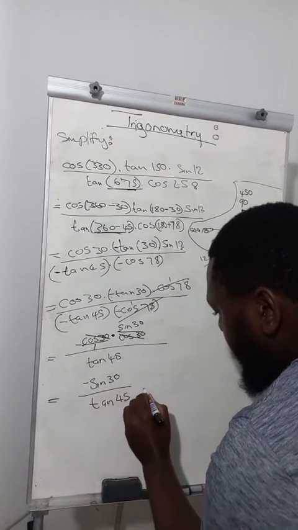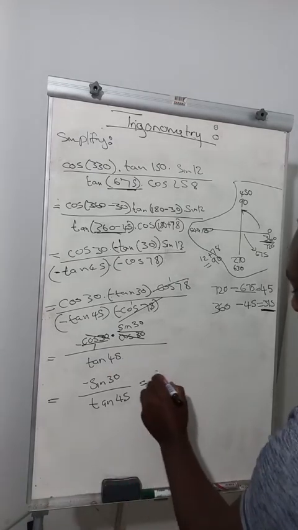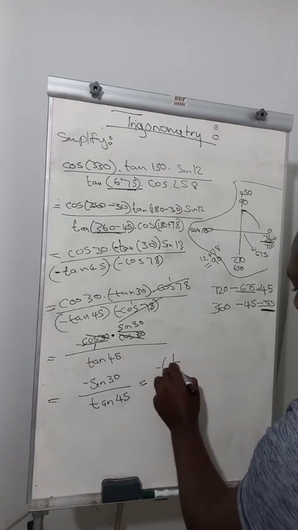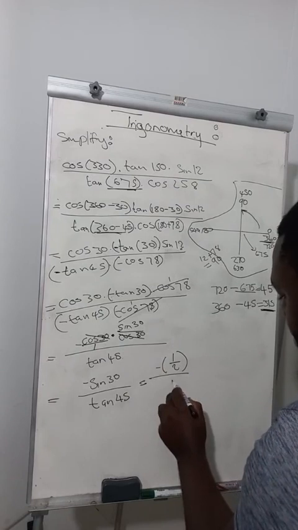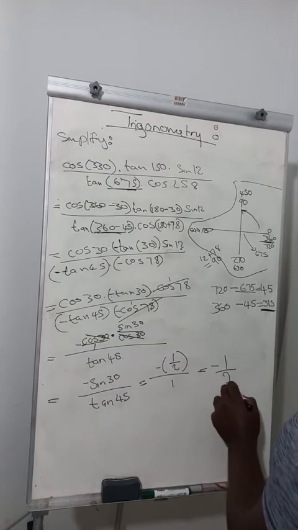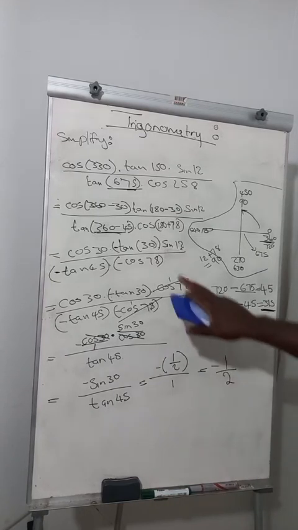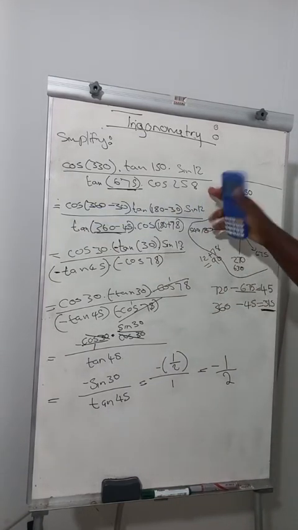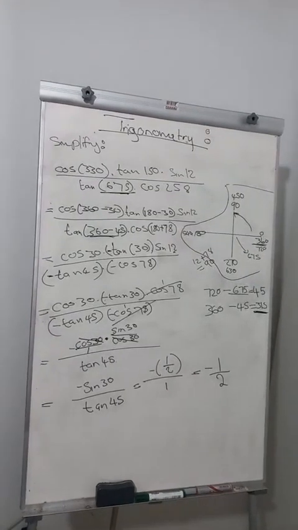So now, what is sine 30? Sine 30, if you're to check, it's the same as 1 over 2. Now, what is tan 45? Tan 45 is the same as 1. And then the answer will just be a negative 1 over 2. So you can test this using your calculator. Just enter the whole of this on your calculator. You'll see that you get a negative 1 over 2. So that's how you're supposed to solve such a question.